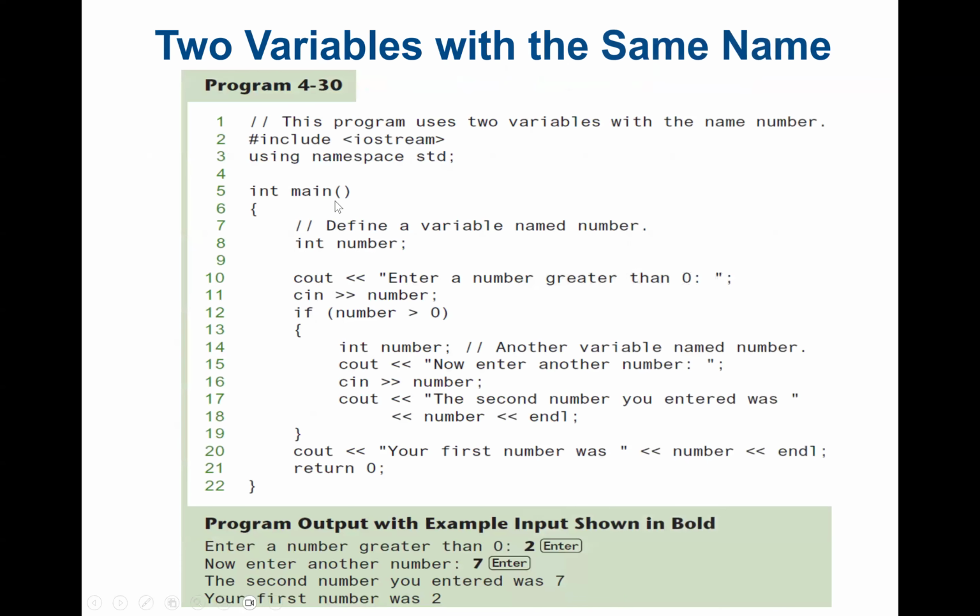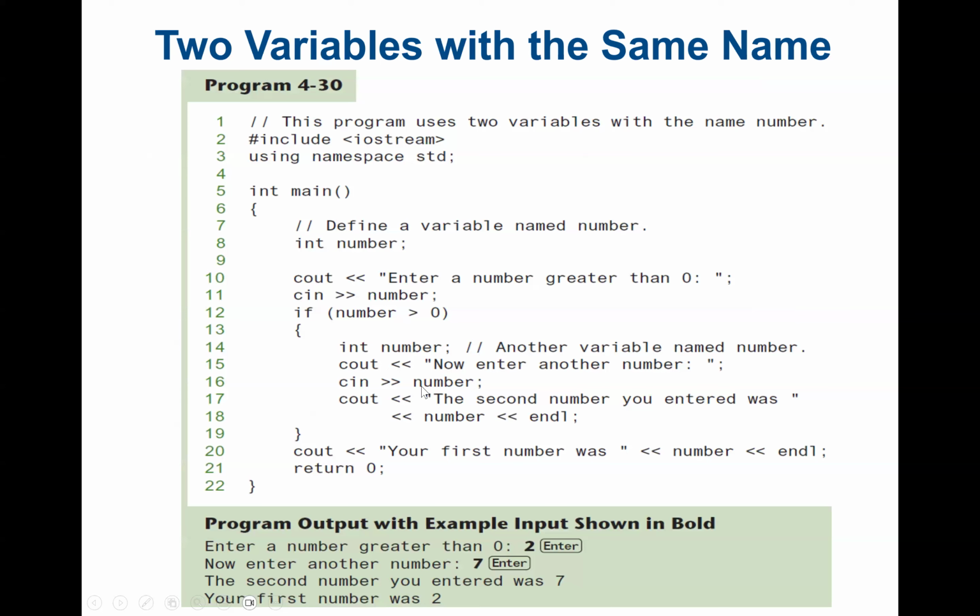So this is an example. We have a main function. We declare a variable named number. We ask the user to enter the number. We check if the number is greater than 0. But what we did now, we declare another variable named number. Yes, this will work. But we can see this variable doesn't see the outside variable. It's inside a block, so it's a local variable within this block.